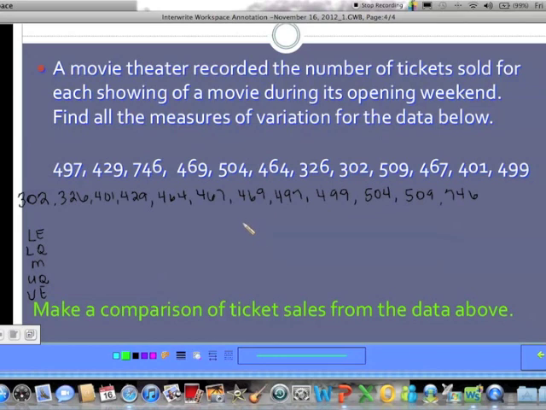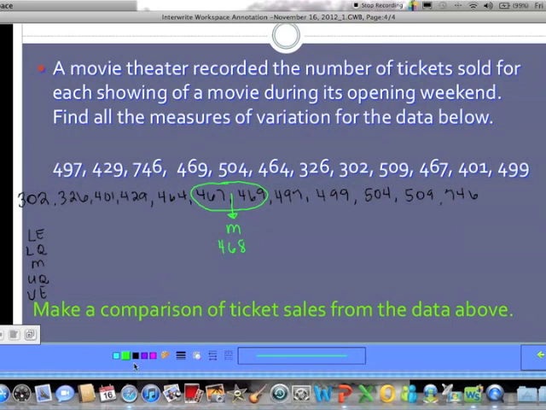So my median is in between 467 and 469. So my median falls right in between those two numbers. All right, now what number falls in between 467 and 469? Right, 468. So no math really required there.